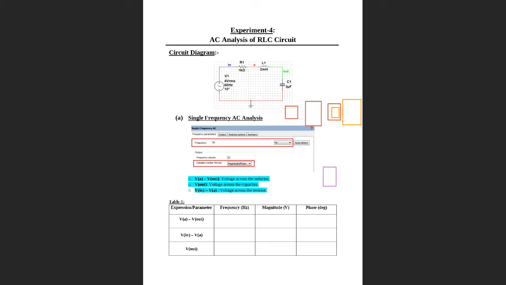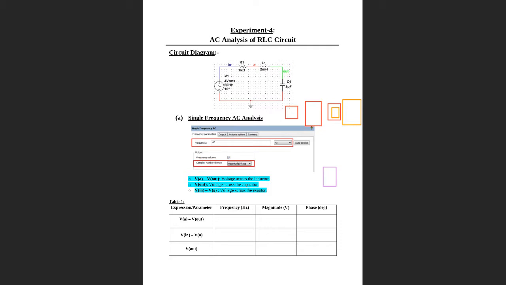I repeat again, this orange color, what you observe here, it is for the voltage of inductor. You can observe the inductor is connected to two points. One is A, another one is out. Inductor is connected between A and out. So what will be the voltage of inductor? Voltage of A minus voltage of out.